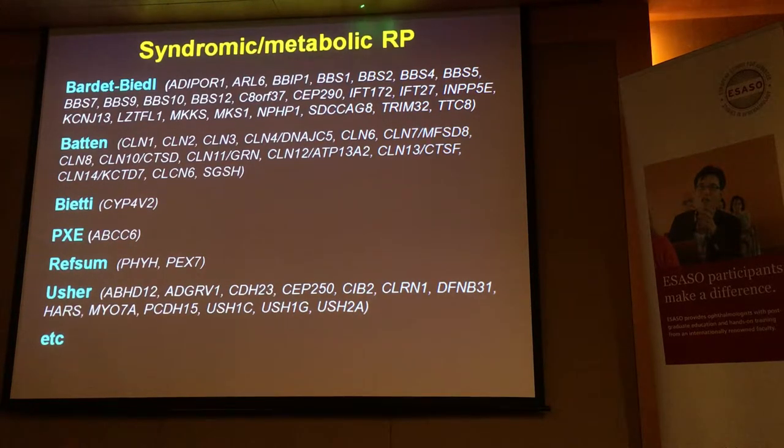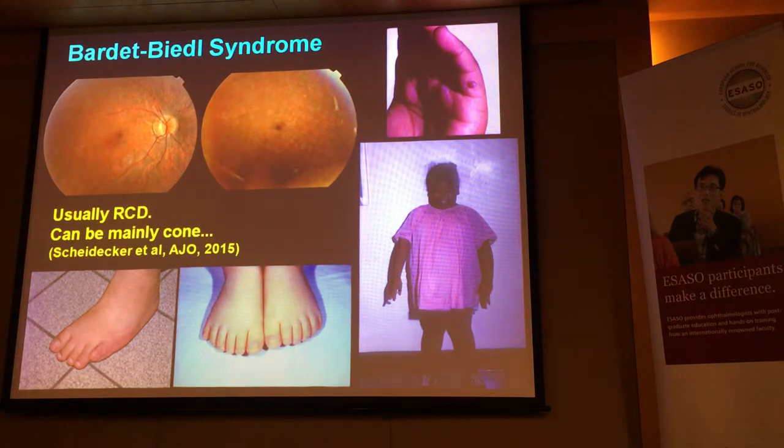Of course, you can get syndromic RP: Bardet-Biedl, Batten, Bietti, PXE, etc. You'll be familiar with all of those. But this is where things are changing. We're living at the moment in an era of complete flux, because we've now got access to exome and genome sequencing, which we didn't have before. And very surprising results are being thrown out.